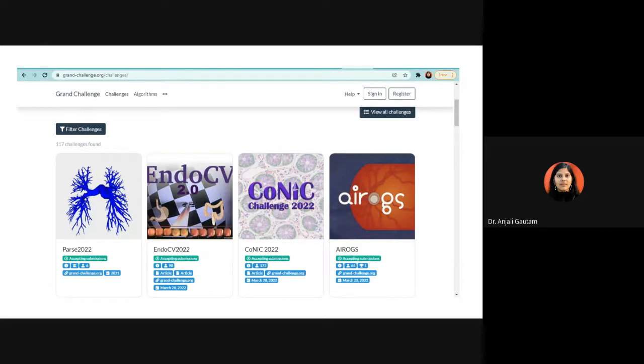So just see here, this is grand-challenge.org, and inside it you can find various challenges. You just have to click on challenges and you can find the various challenges which are currently going on, and you can participate in them. See here, they are written as PARSE 2022, meaning these are challenges currently going on. If you want to participate, you can take the data they have given, perform the algorithm you are going to design, take out the result, and submit your result to these challenges.